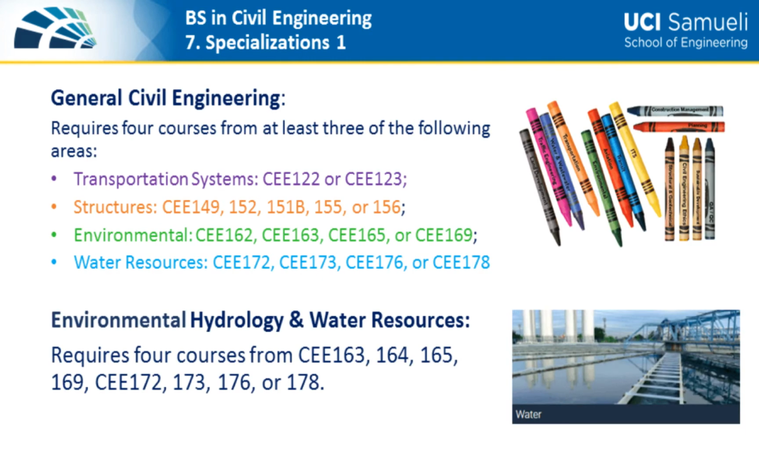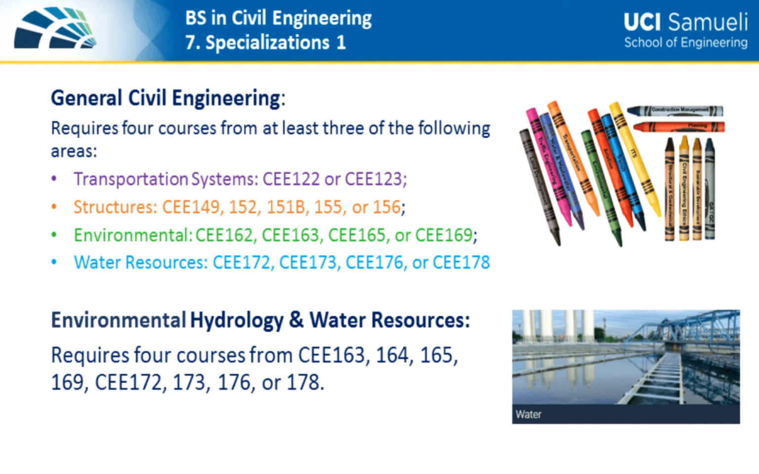The BSCE degree program requires that each student select a specialization. Two of the four choices are General Civil Engineering and Environmental Hydrology and Water Resources. Each specialization requires 4 courses. The General Civil Engineering specialization draws courses from each of our specialization areas. As such, it is not really a specialization, but it does correspond to what many other civil engineering programs have as a degree requirement. Pick 1 or 2 courses from each area.